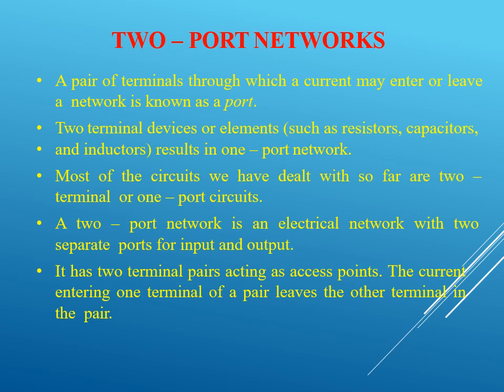are one port circuits. Now a two port network is an electrical network that has two ports. One is for input and another is for output. Through one port we can provide input to the circuit, and from the other port we can take output. It has two terminal pairs that act as access points, meaning one pair of terminals at the input side and another pair of terminals at the output side. The current that enters through one terminal of a pair leaves through the other terminal in the same pair.